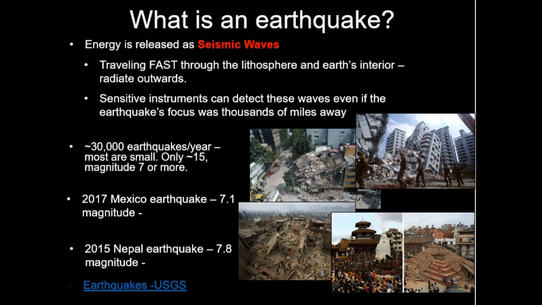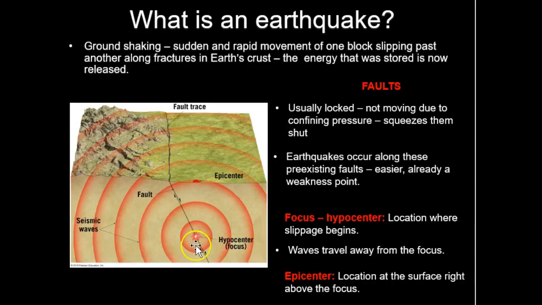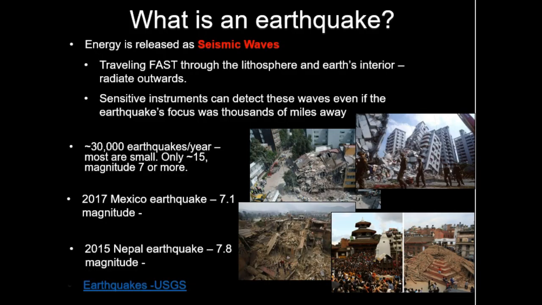Okay, so the energy that is released from earthquakes is perceived as seismic waves. And these are a form of energy that travels through the lithosphere and the Earth's interior, and that will later radiate outwards from the focus. So again, remember, this is the focus. Seismic waves radiate outwards from the focus out into further places, depending on how far or how they travel, and we'll look at that later.